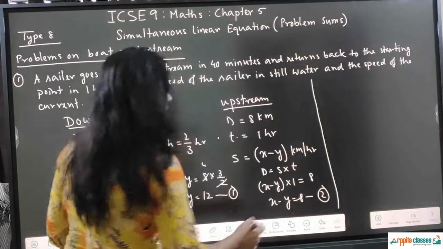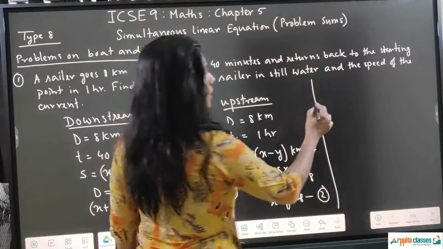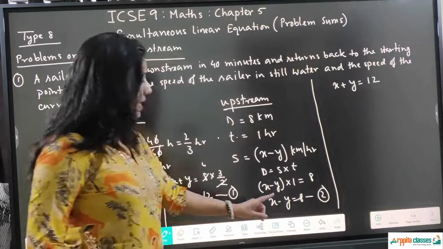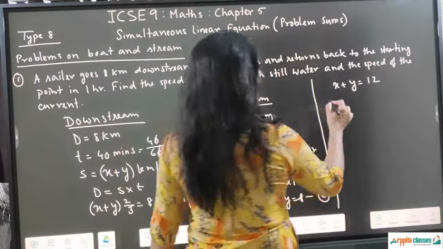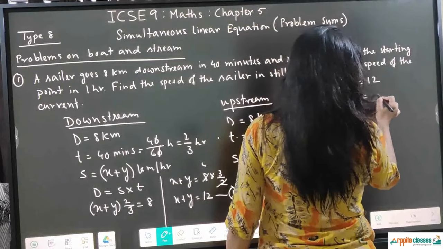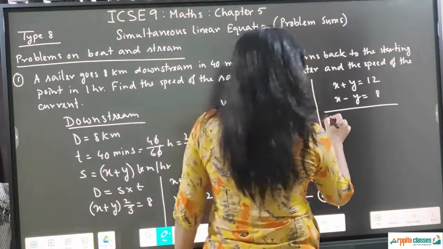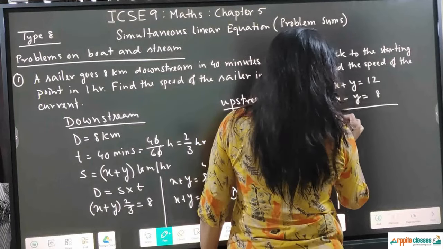Okay, so the two equations I got: x plus y is equal to 12, I'll write it here, and the second equation is x minus y is equal to 8. I can see here I can cancel y, so by adding the two equations, I will cancel y.